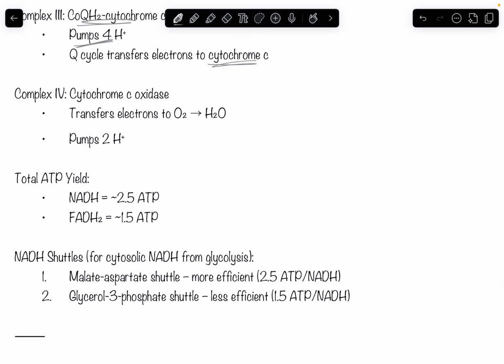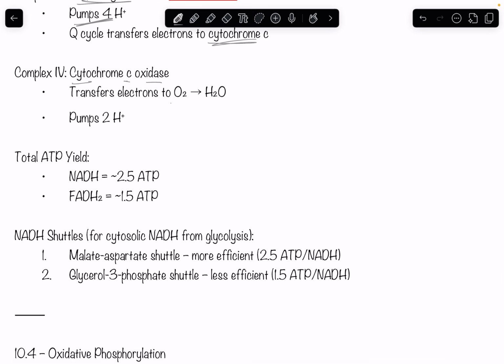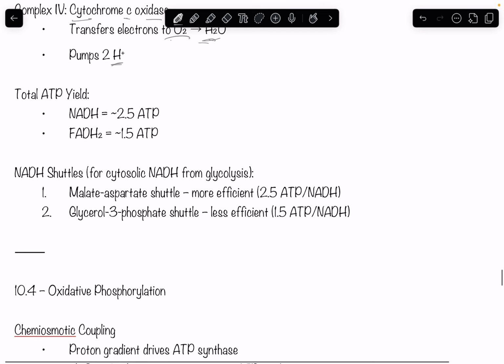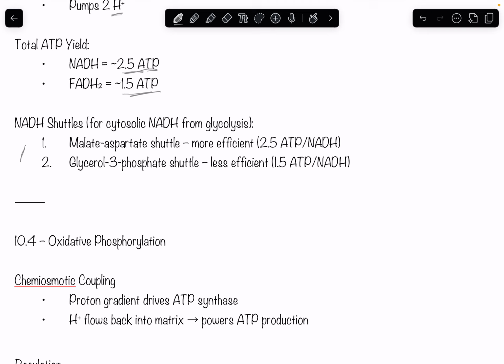So again, this is just called cytochrome C oxidase, and this transfers electrons to oxygen gas to make H2O, and then you pump 2H plus. We went over this in the last video, but NADH makes 2.5 ATP and FADH2 makes 1.5 ATP. And these are very important as well.